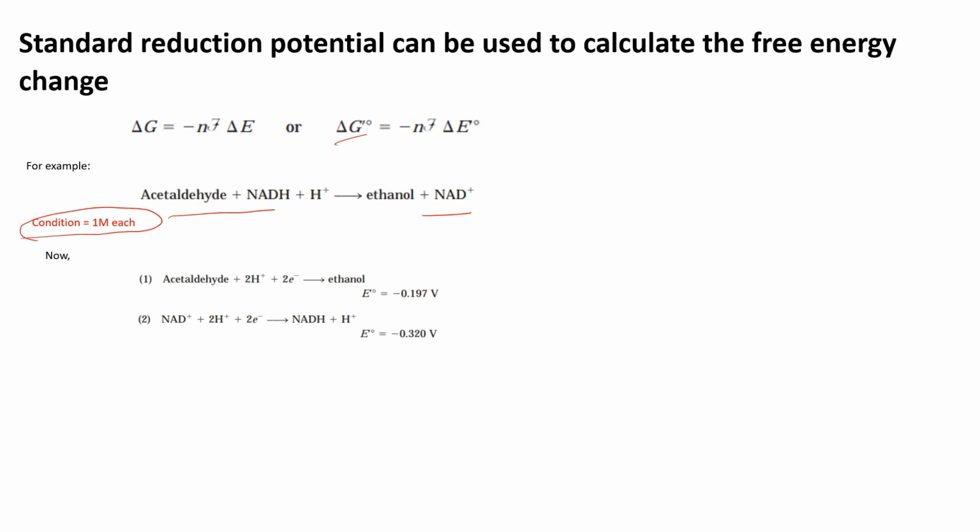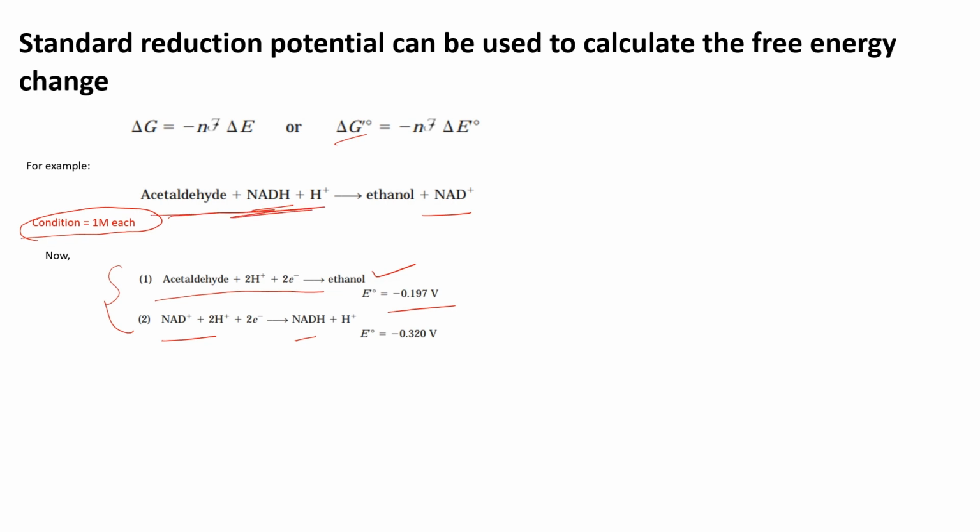Now, this reaction is again two half reactions. In the one half, what is happening? Acetaldehyde is taking 2H plus and 2 electrons and getting converted into ethanol. The reduction potential is mentioned. Similarly, for the second half, NAD plus is taking 2H plus and 2 electrons and getting converted into NADH plus H plus.